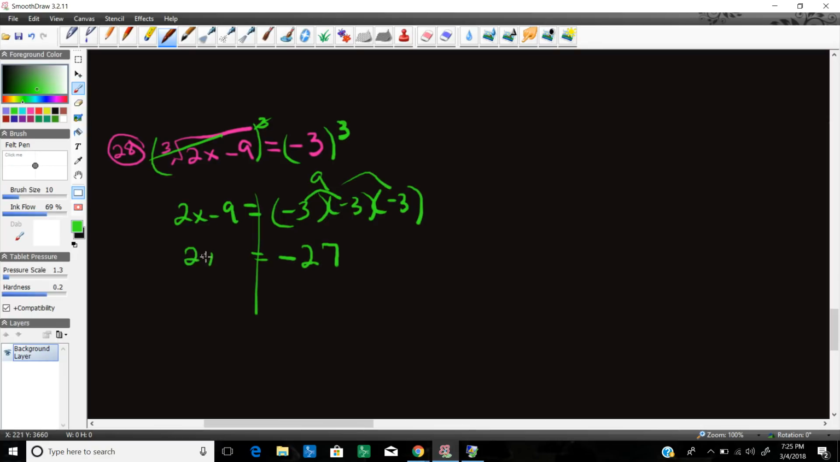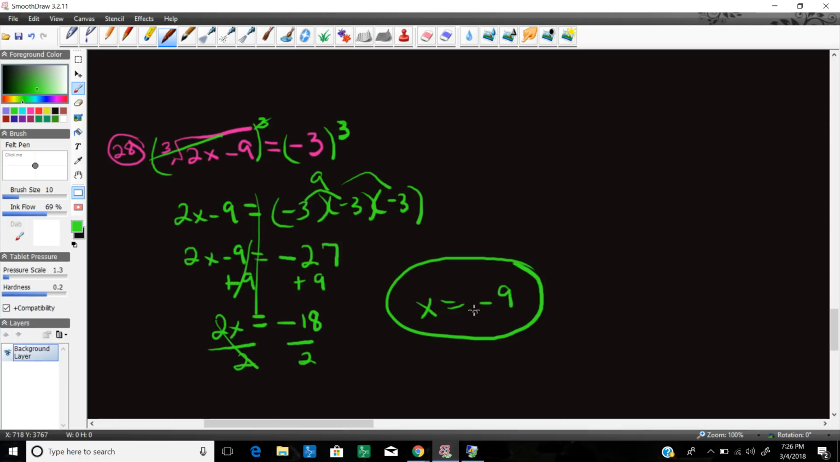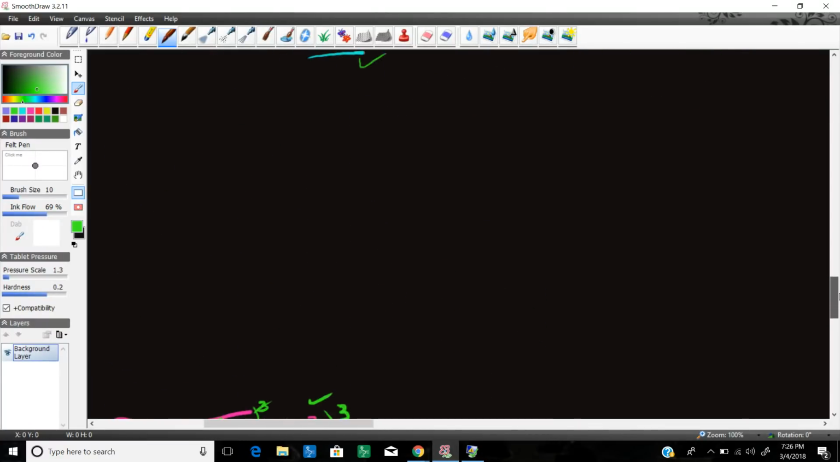Bring everything else down. We add 9 to both sides. These cross out. So I have 2x is equal to negative 27 plus 9, which gives me negative 18. Divide both sides by 2. And so x is just equal to negative 9. And if we were to check that, 2 times negative 9 is negative 18, minus 9 is negative 27. The cube root of negative 27 is negative 3. So that's it.